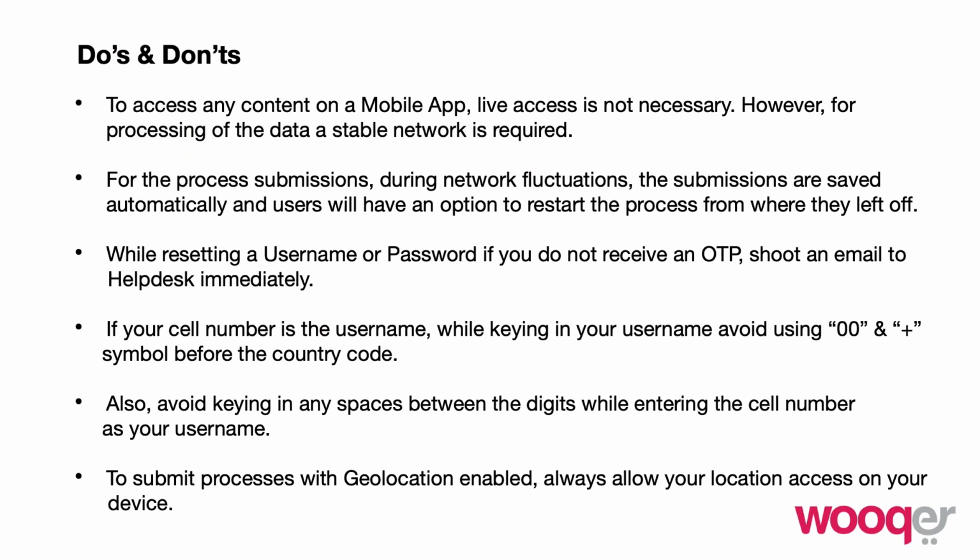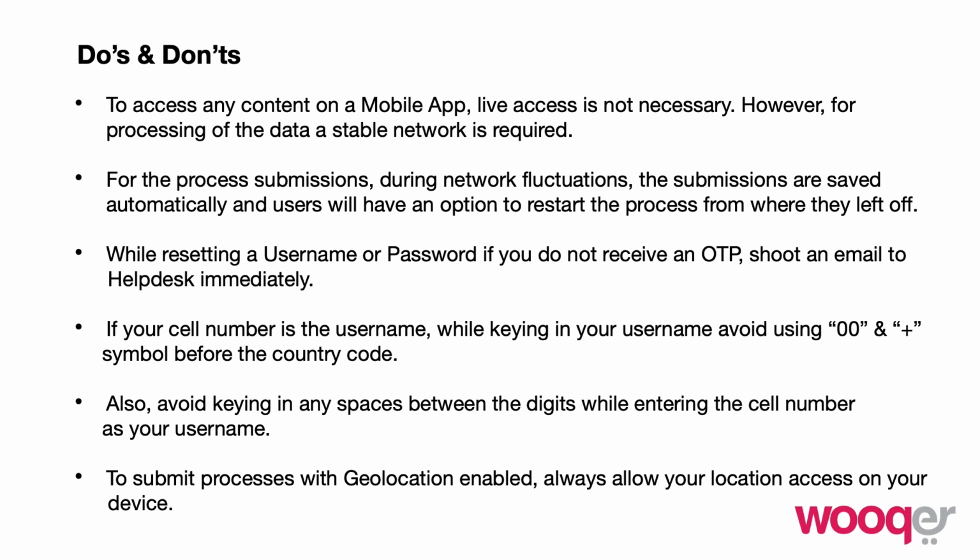In closing, a few things that you should bear in mind whilst using the mobile app as a user. To access any content on a mobile app, live access is not necessary. However, for processing of the data, a stable network is required. For the process submissions, during network fluctuations, the submissions are saved automatically and users will have an option to restart the process from where they left off.